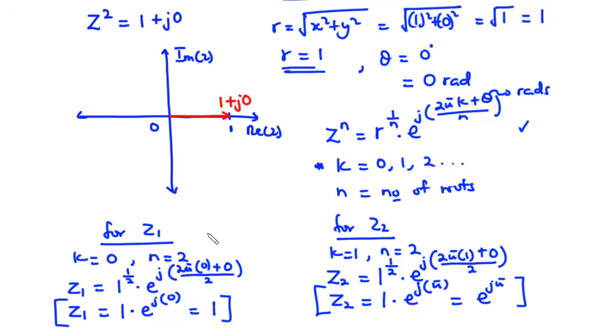So basically the two roots z1 and z2 have the same modulus, which is equal to 1. However, the difference between the two is their position. They are symmetrically spaced by 180 degrees. So we have the argument of z1 to be 0, while the argument of z2 is pi. So they are symmetrically spaced by 180 degrees. So the roots of a complex number are symmetrically spaced by 2 pi over n, where n is the number of roots. Now let's take the next example.